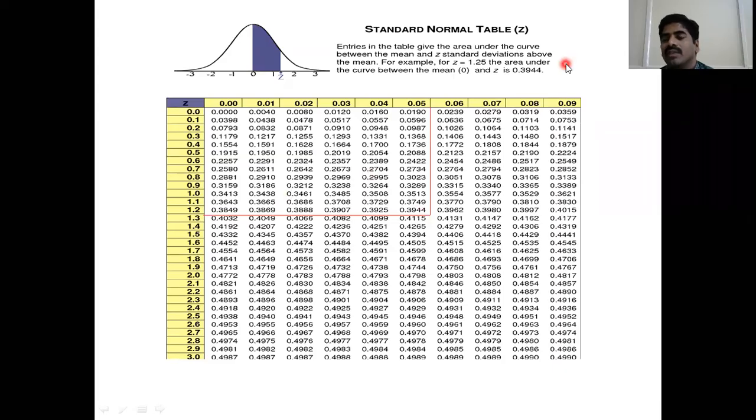It is not possible with a normal distribution directly. It is also a normal distribution, but all normal distributions we can convert to the standard normal distribution by using the Z transformation, that is Z equals X minus mean divided by standard deviation. Then the X value is the same, and you can find the area between any two ordinates.